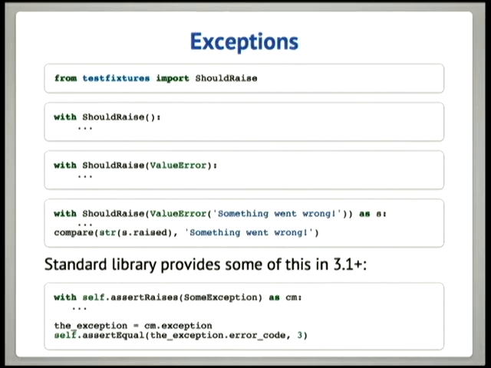But I don't have the benefit of being able to use 3.1 most of the time. I think most test helper libraries have a context manager now which deals with raising exceptions. In test fixtures, this should raise. So if you're being lazy, you can just say, well, I expect this to raise an exception.